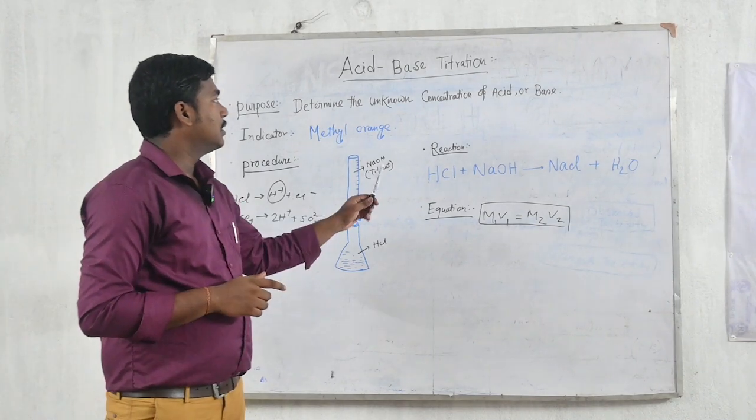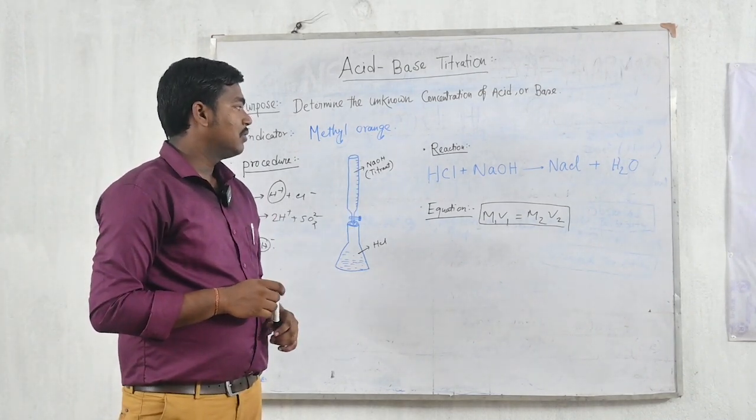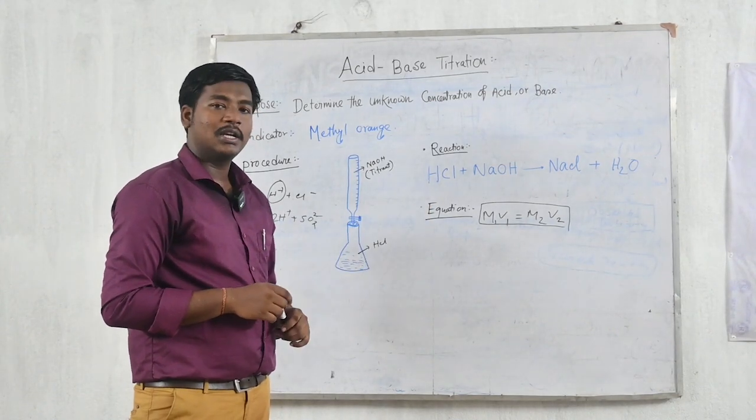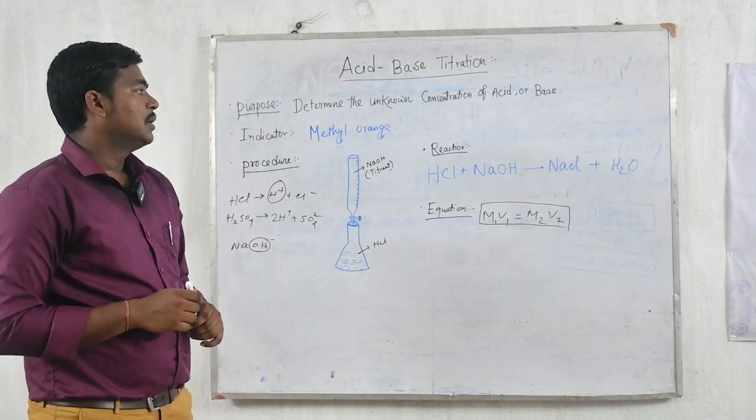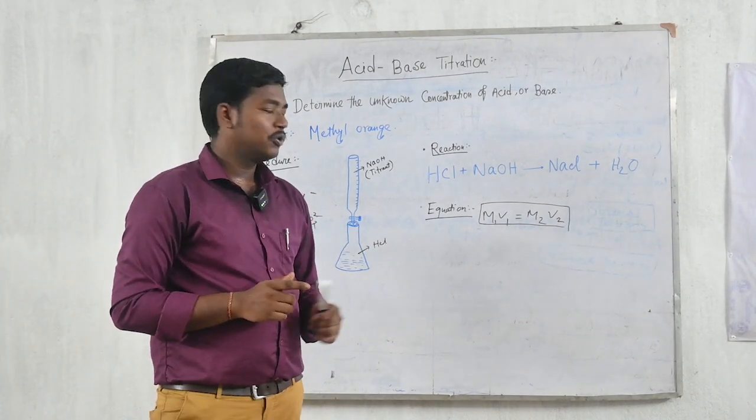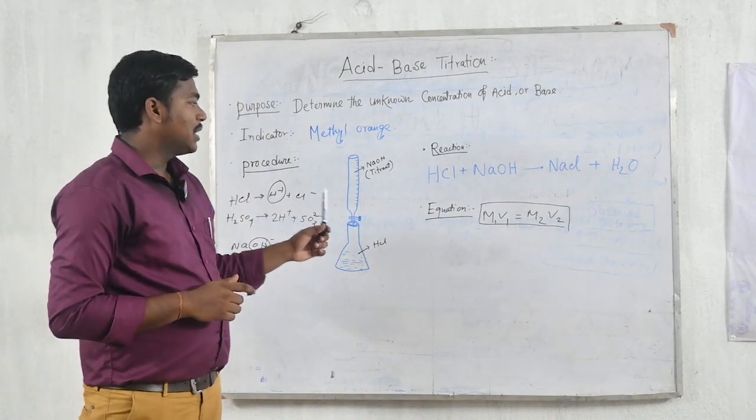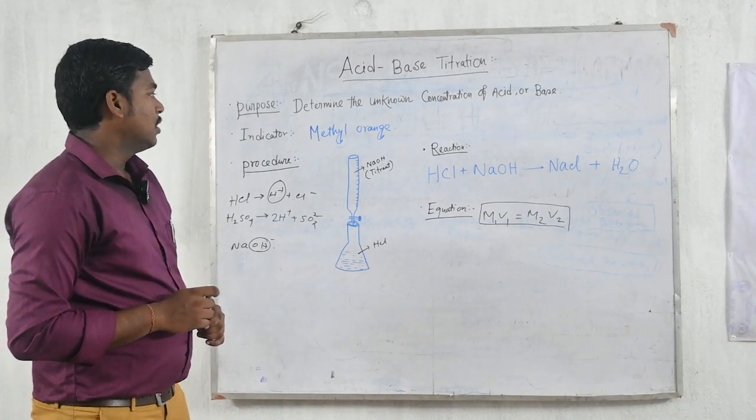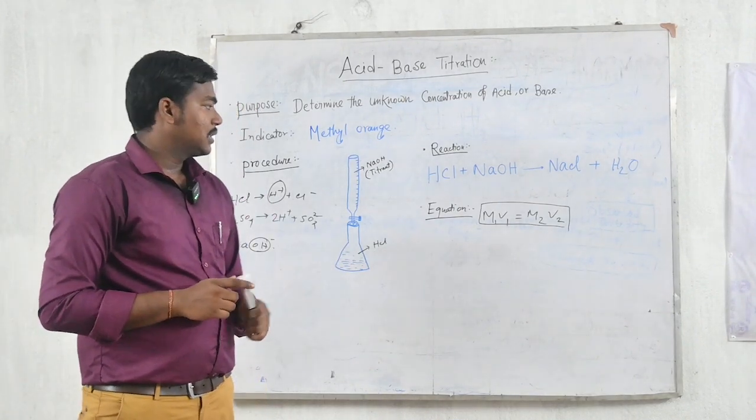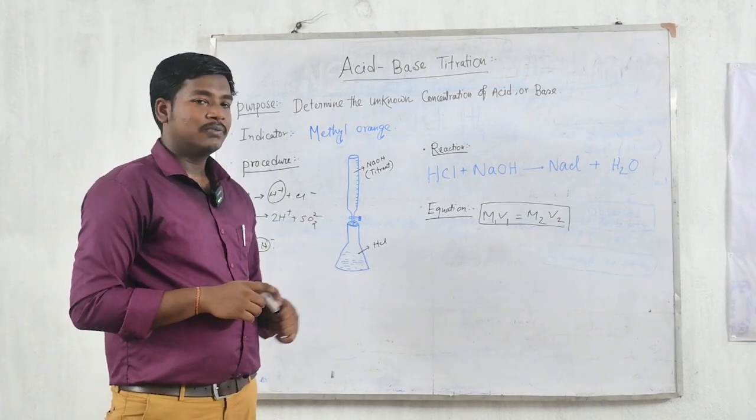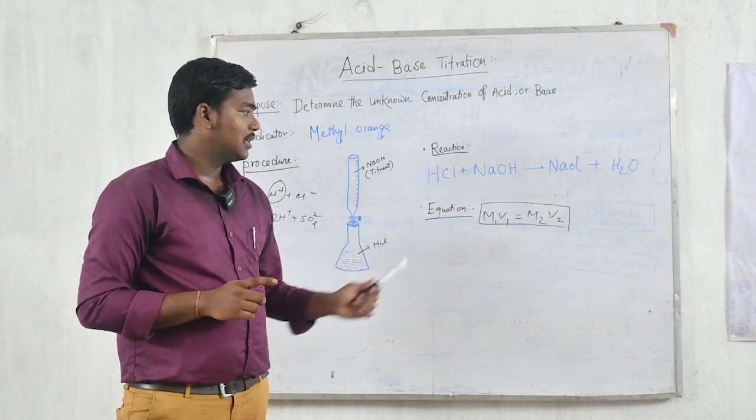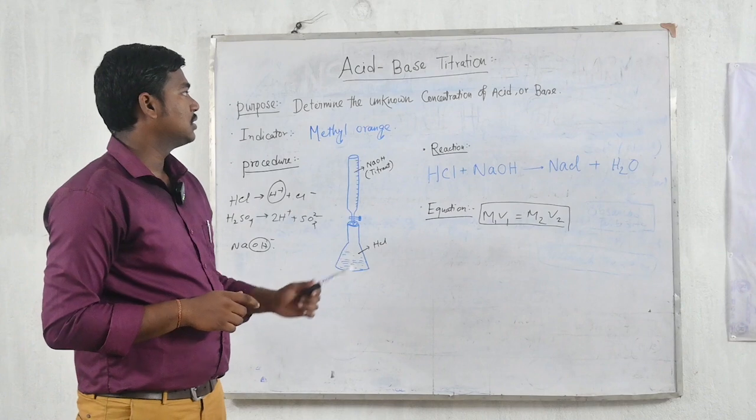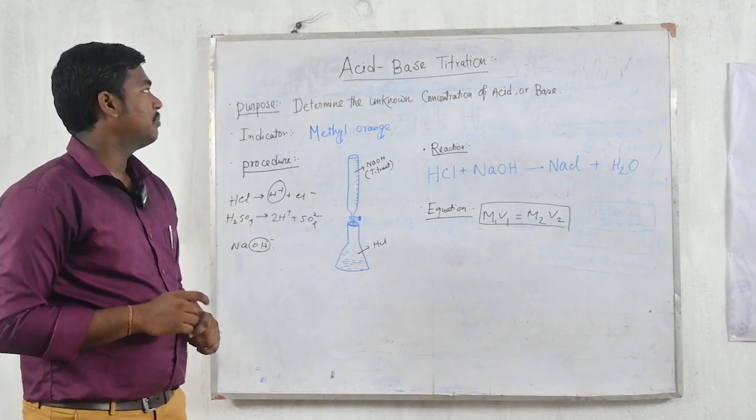And here we can see in the acid-base titration the main reaction occurs between the strong acid like HCl and strong base, that is NaOH. When HCl and NaOH mix with each other, it produces the salt, that is NaCl, and also produces water. And here from the equation M1 V1 = M2 V2 we can calculate the unknown concentration of acid. Here M1 is the molarity of the base, V1 is the volume of the base, and M2 is the molarity of the acid, and V2 is the volume of the acid. So in this equation we can calculate the unknown concentration of acid by performing the acid-base titration.